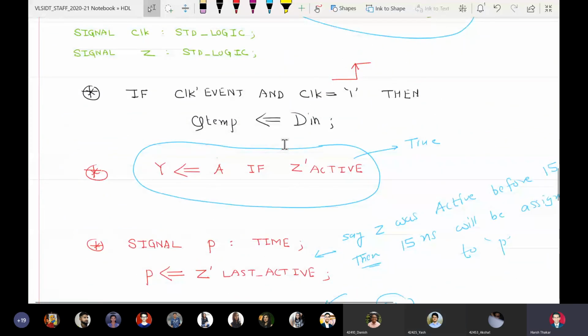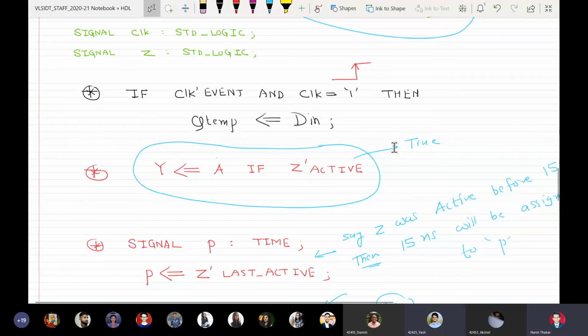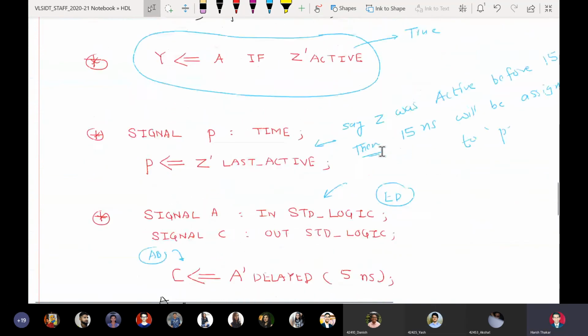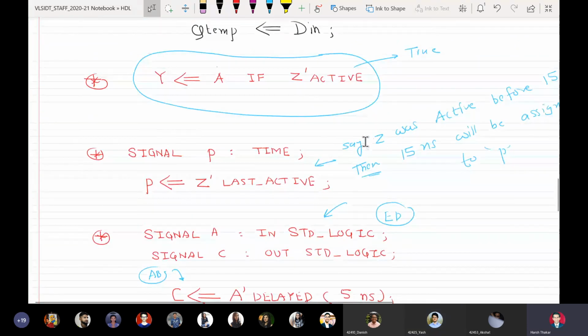Sir, active means high, no? Signal active means anything, not just high. If it is still existing at any value, whether it is constant at 1, constant at 0, or whether it is transitioning from 1 to 0 or 0 to 1. Getting me, na? It is alive. That is what active means. Okay. Yes.